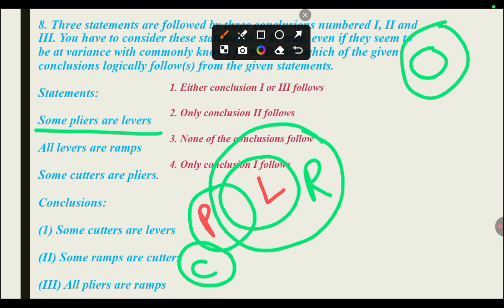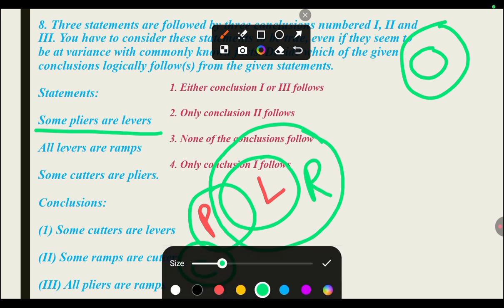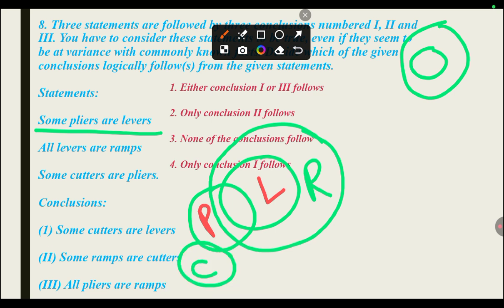Now let us see the conclusions. If you observe the conclusions properly, they have given some cutters are levers. These cutters, these levers, there is no some relation, so definitely this is a wrong conclusion. Next, some ramps are cutters. This ramps, this cutters, there is no some relation, so I can cancel out this as well.